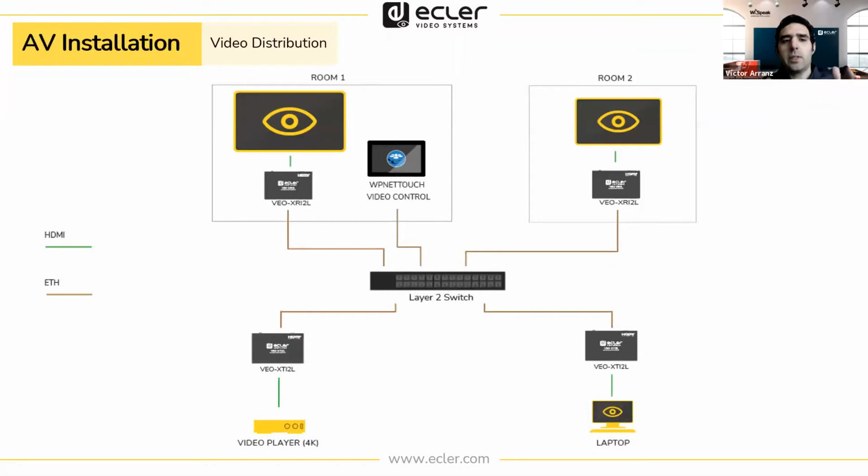This is the schematic of our installation. As I told you before, it's a very simple installation. We have 2 sources, a video player and a laptop, and we have 2 different rooms that have 2 displays, only 2 displays, and also we are going to be adding a control device. In that case it is our panel with WPNet Touch. That's going to help us control all this setup.